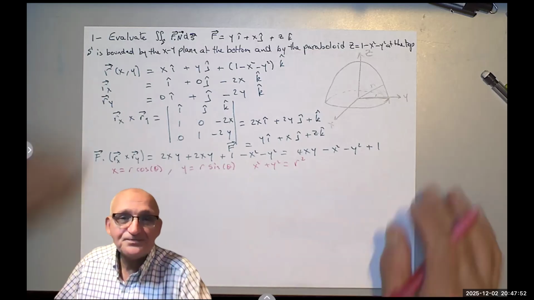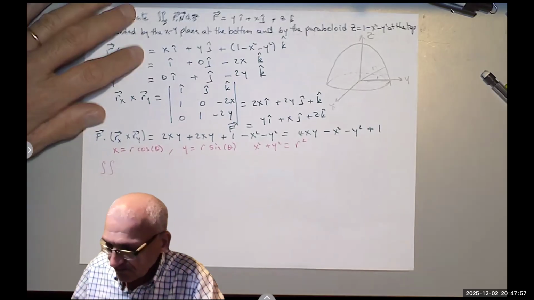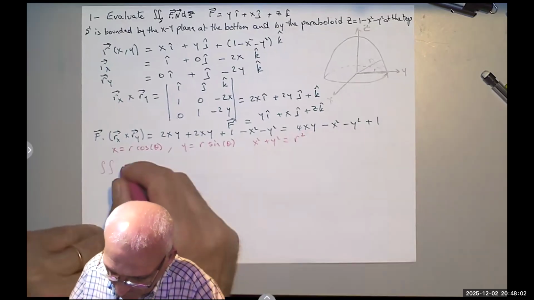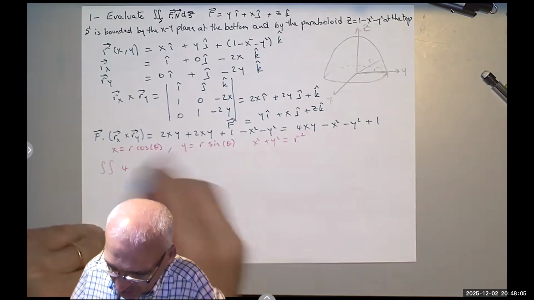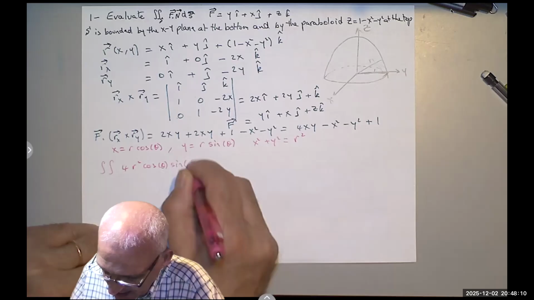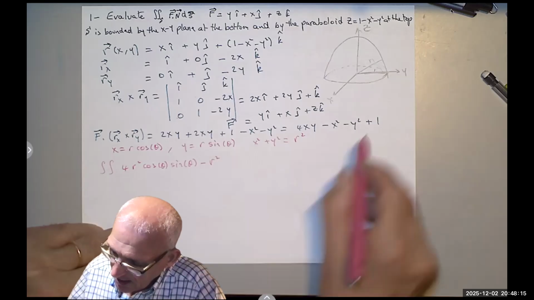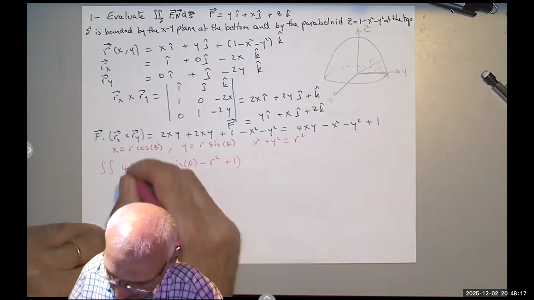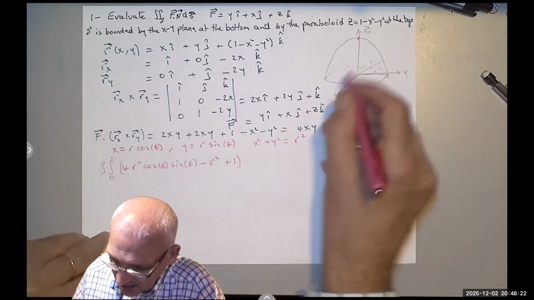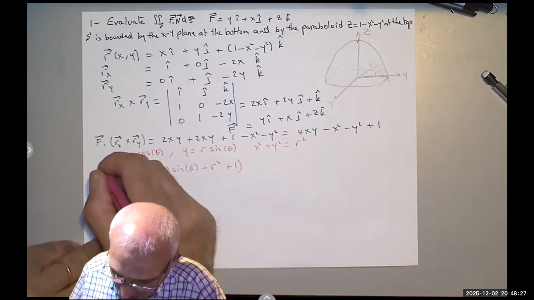Anyway, so we are going to do here the double integration of this quantity, 4xy. So 4xy would be r squared cos theta sine theta minus r squared plus 1. R goes from 0 to 1. As we saw, it's 0 here and it's 1. It goes from 0 to 1. And theta goes from 0 to 2 pi.